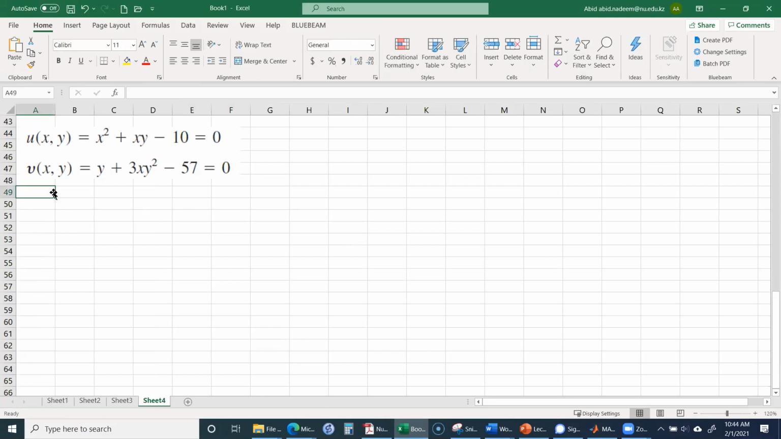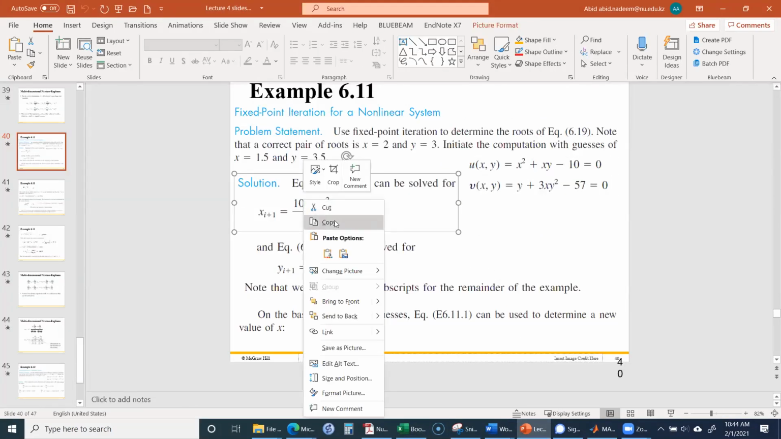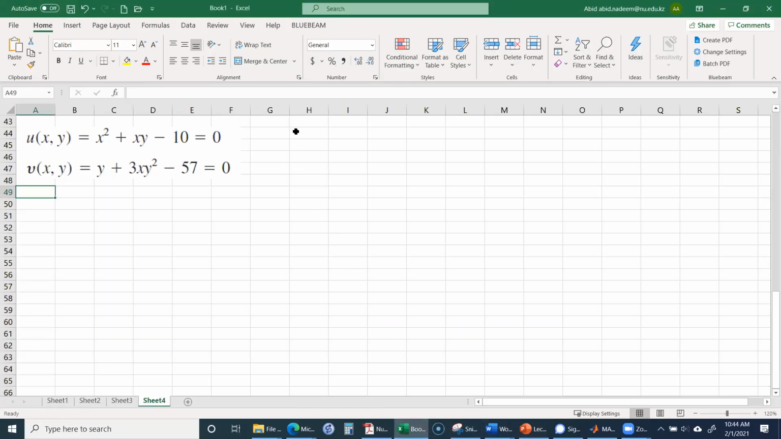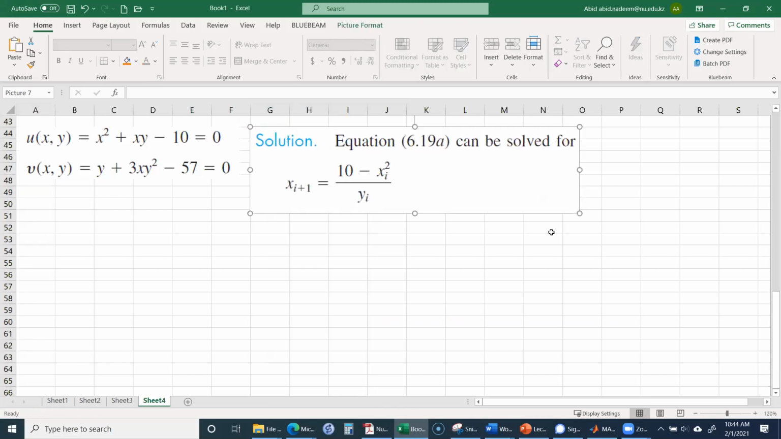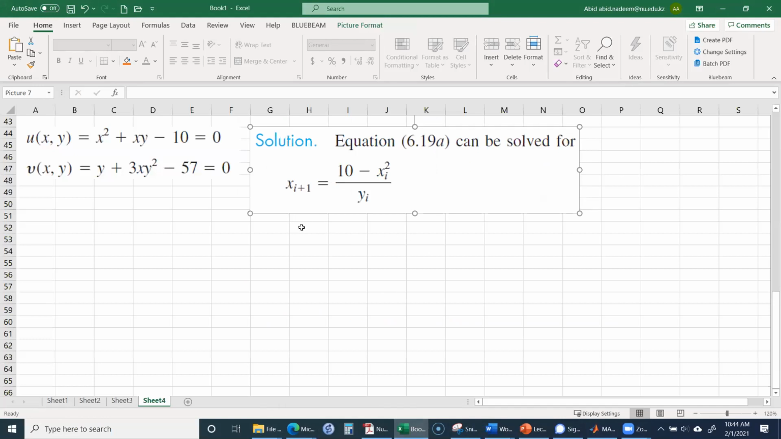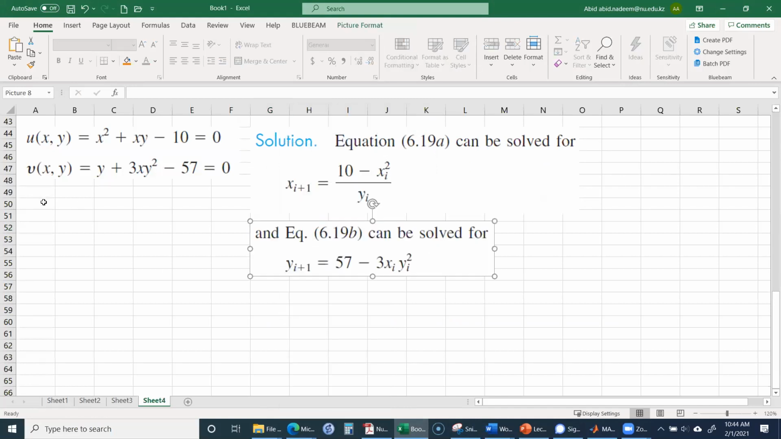Let me apply this, input these values into Excel over here. We have to use these equations here, so that we can immediately see it. Can you see the Excel? Yes. Okay, so now I am applying the fixed point iteration method.